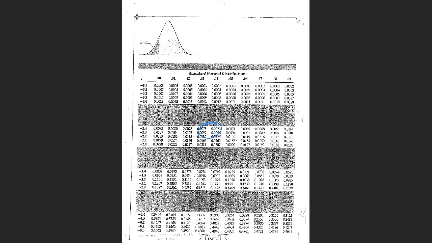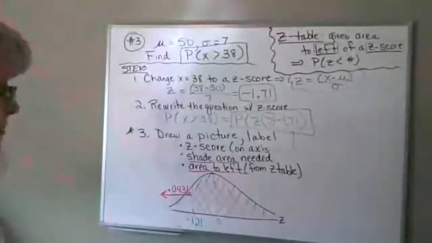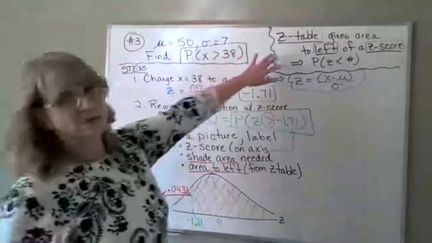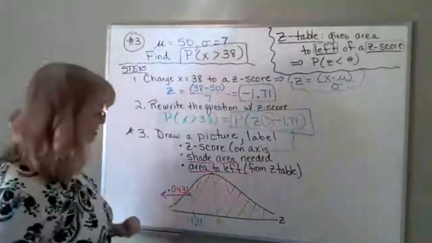So negative 1.71 is 0.0436. Let me unshare that. Hopefully everybody understands how I cross-referenced those numbers on the Z table to get that, and that gave me the area to the left, because that's what the Z table gives you, is the area to the left.